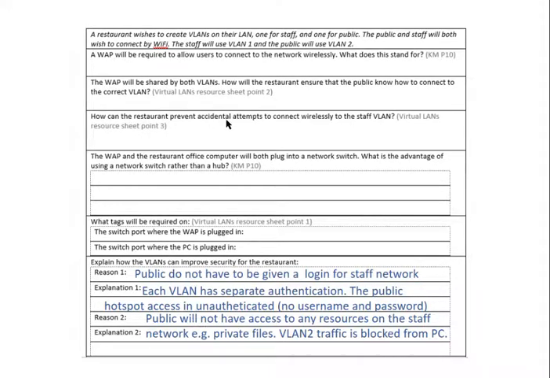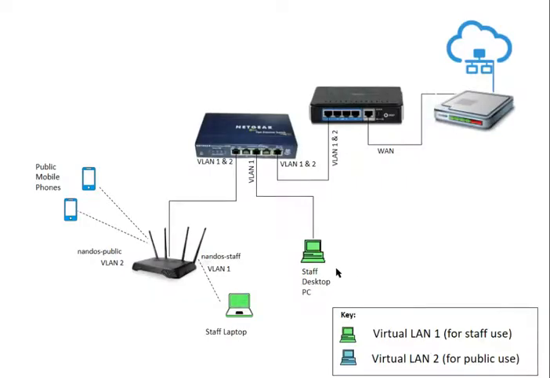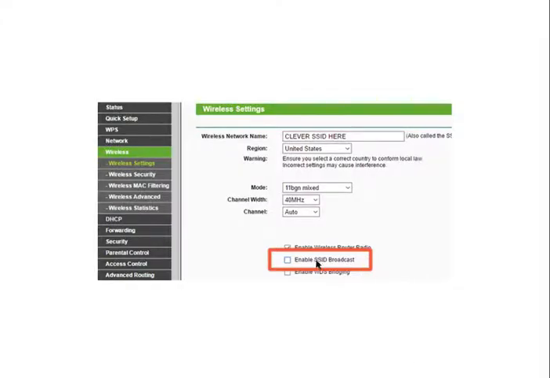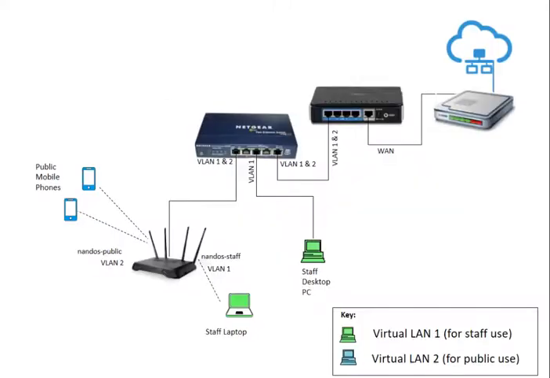How can the restaurant prevent accidental attempts to connect wirelessly to the staff VLAN? Well, you can set wireless networks to be invisible. So another name for a wireless network name is an SSID. So you will sometimes see a setting that looks like this. Enable SSID broadcast. So if you broadcast the name of the wireless network name, people can easily connect to it. But if you don't tick that box and you don't broadcast the network name, people need to actually know it to be able to try and find it and search for it.